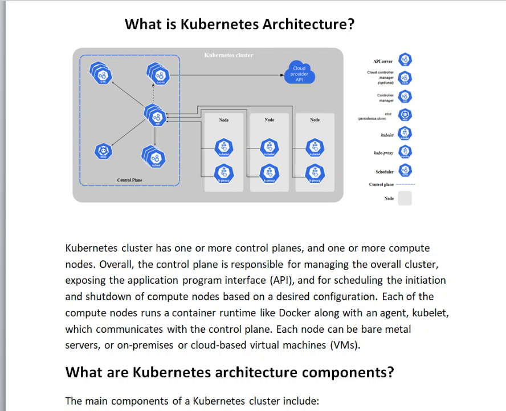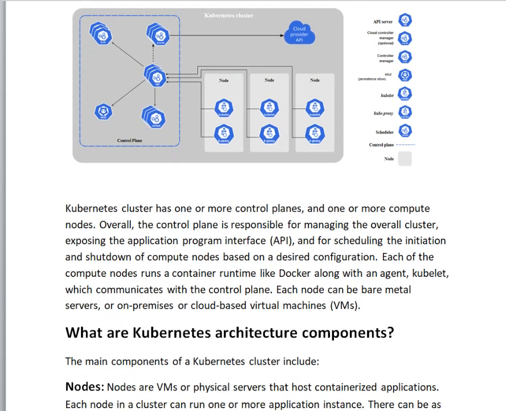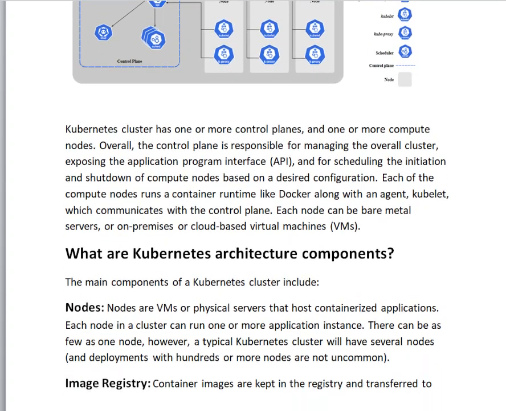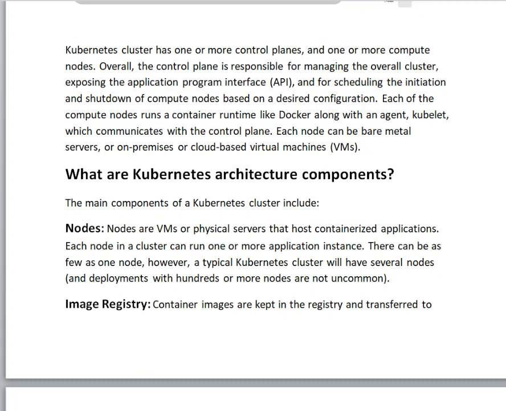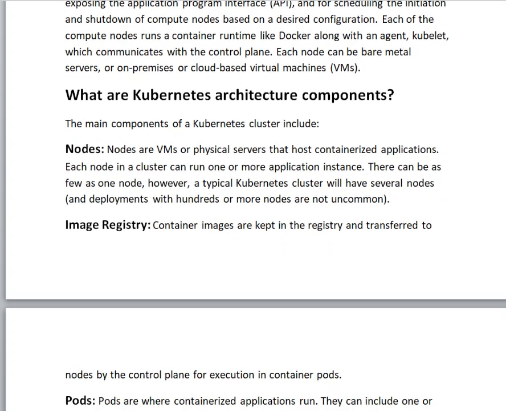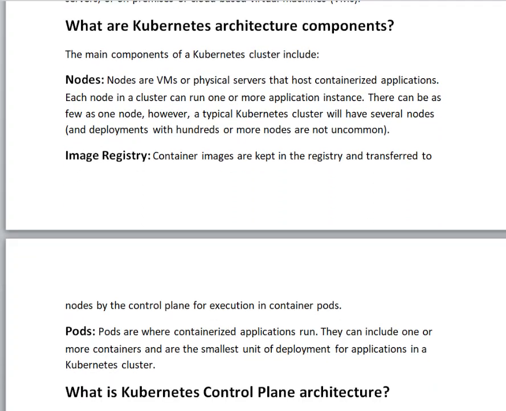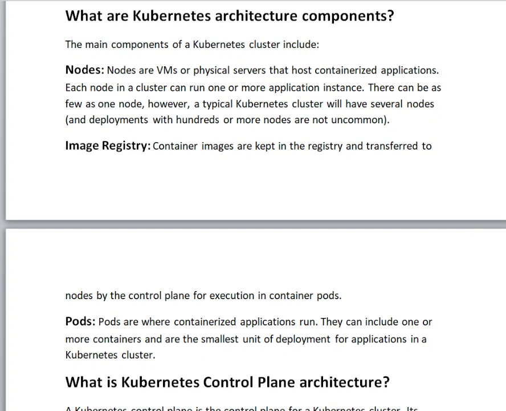And what are the Kubernetes architecture components? The main components are nodes, image registry, pods, and we will learn about nodes.